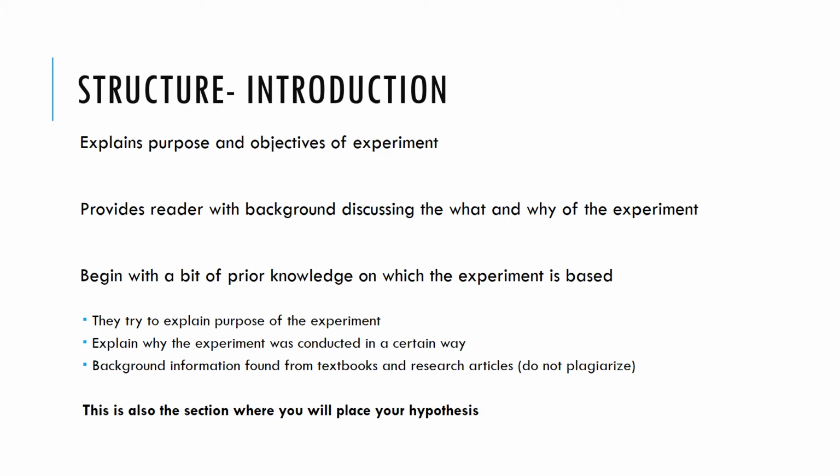You will explain why the experiment was conducted in a certain way. So you justify the methods that you're using in the particular experiment. You may have an experiment that could be done in several different ways. Well, you have to justify why you've chosen to do it in the way you've chosen. And this is where you will include some background information from textbooks and research articles. And again, be careful not to plagiarize. You also want to get some sort of hypothesis into the introduction, so state what you think the experiment will show.